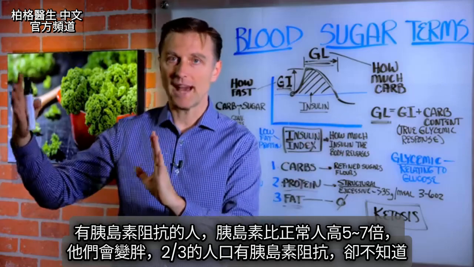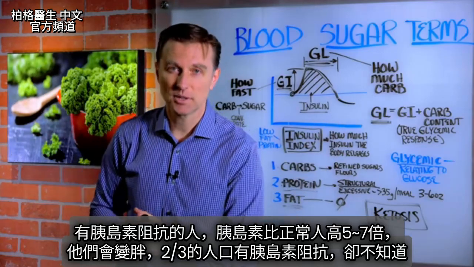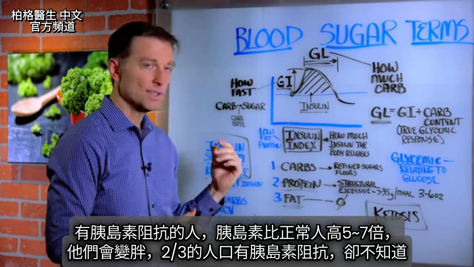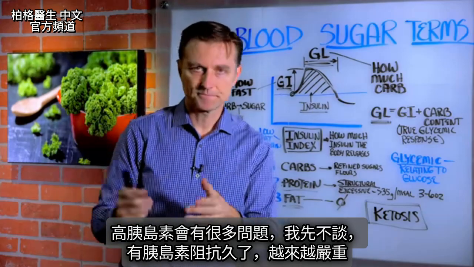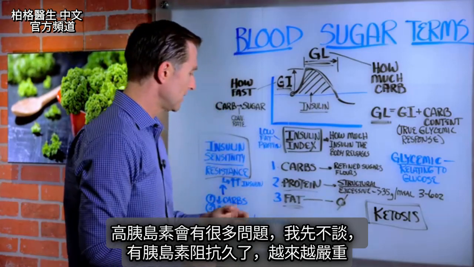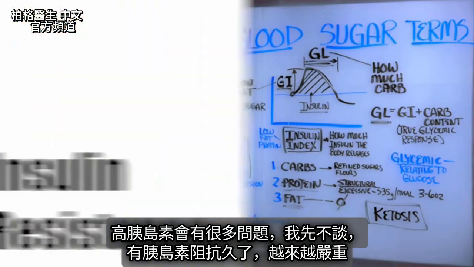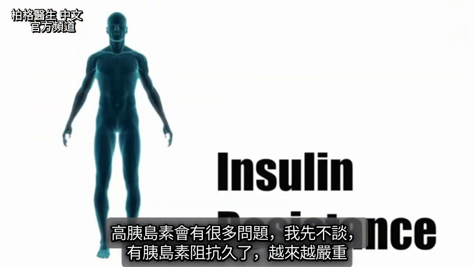So these people are going to be fat, okay? Two thirds of the population have this problem. They don't even know it, okay? So we have too much insulin, and there's a lot of issues that come with that, which I'm not going to get into. So here you have insulin resistance, right?